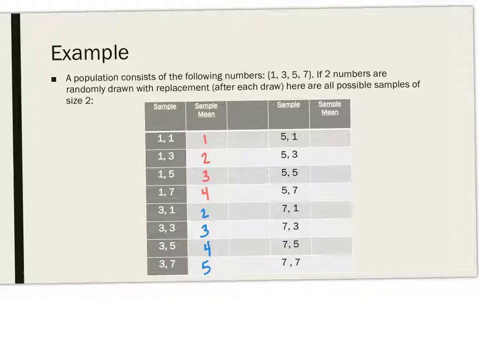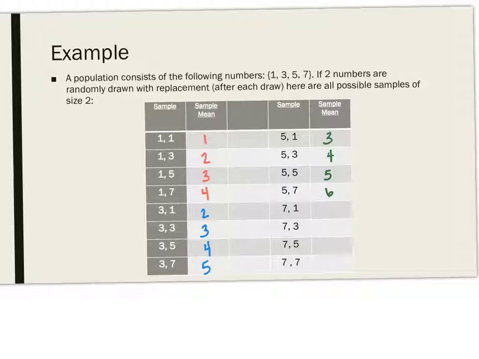We can do it where 5 leads, and when 5 leads, you get this here. 5 and 1 is 6, divided by 2 is 3. 5 and 3 will give you an average of 4. 5 and 5 gives an average of 5. 5 and 7 is an average of 6. Those are all the possible samples where 5 leads.